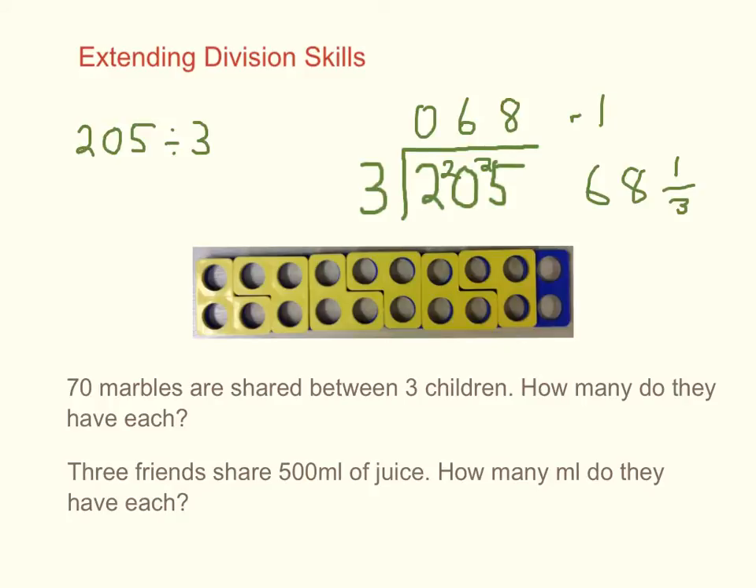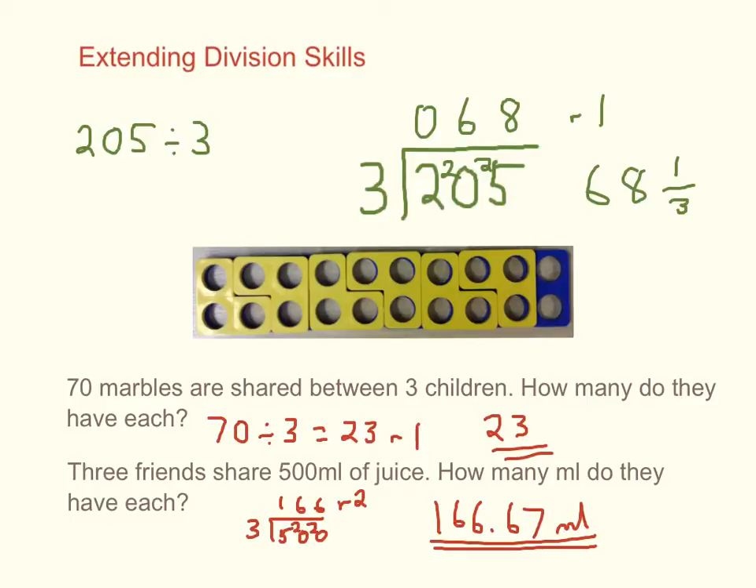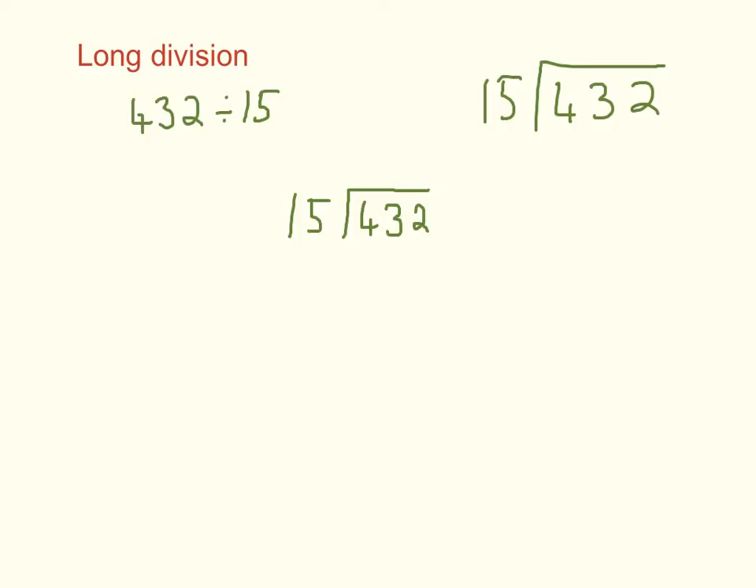Also, children are given questions like these too, showing an awareness of how each answer needs to be rounded in the specific context. However, when we're dividing by a 2-digit number, a different strategy is often used. Let's have a look why.